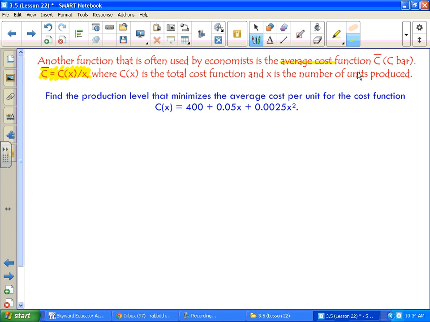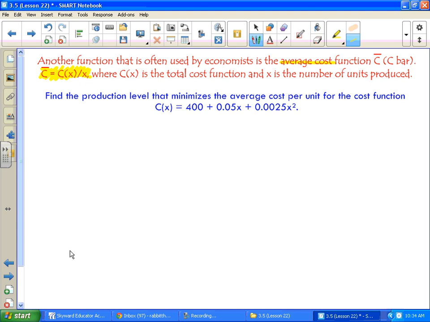So we're going to be talking about average costs. Whenever you see C bar, that is the average cost here. So if you think about an average, you take the total and divide by the number you have, right? So if we're talking about average costs, you take the total cost, which is your cost function, and you divide by x, which is the number of units produced. Make sense? Okay, so find the production level that minimizes the average cost.